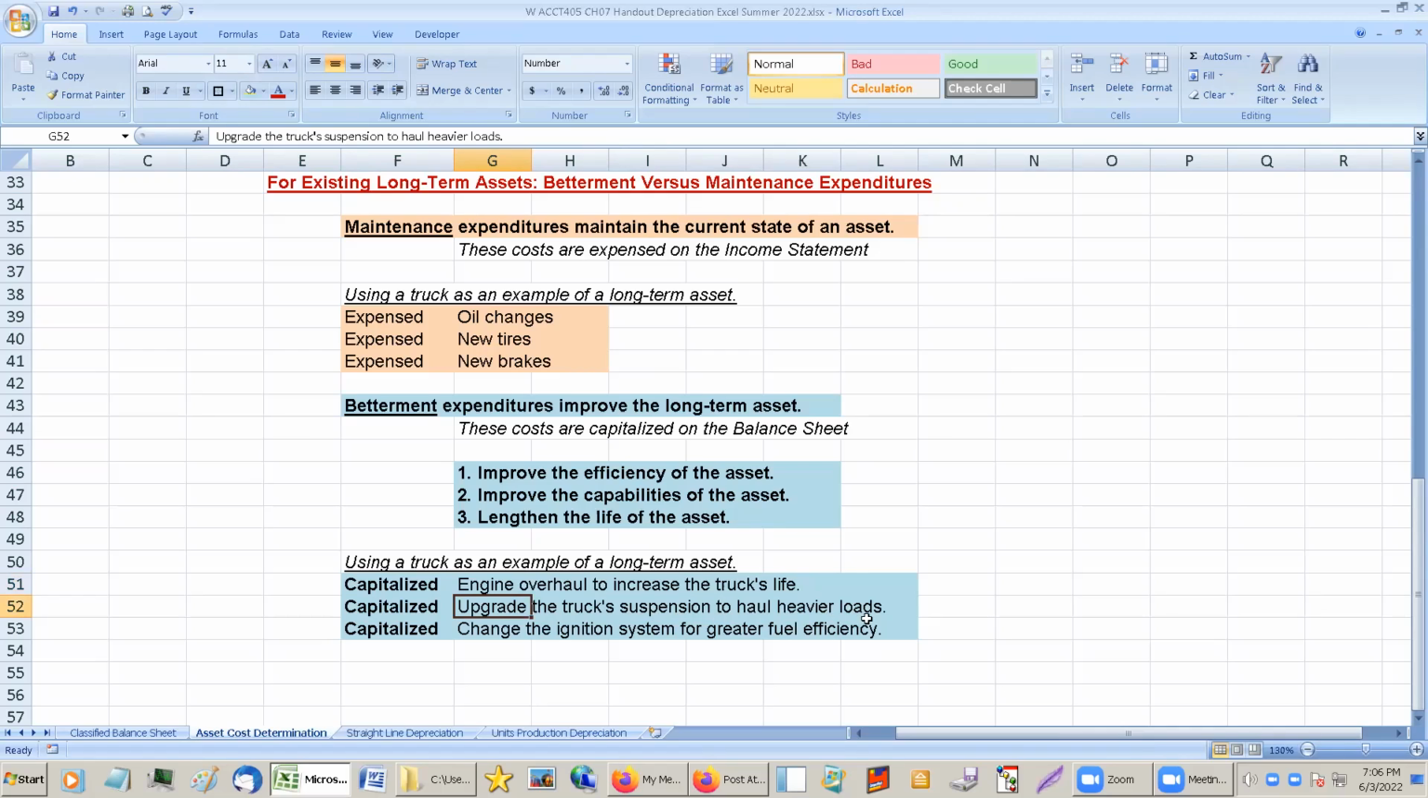Upgrade the truck suspension to haul heavier loads. Again, you're improving the truck. It's not the same truck as it was before. Changing the ignition system for greater fuel efficiency. So now the truck is actually more efficient than it was before. It's an improvement on the truck. So these are the things that improve the long-term asset.